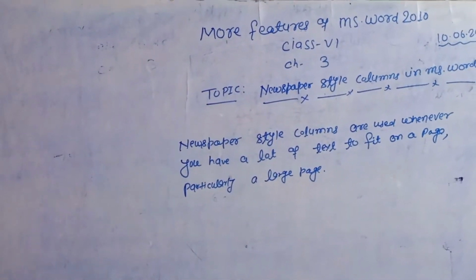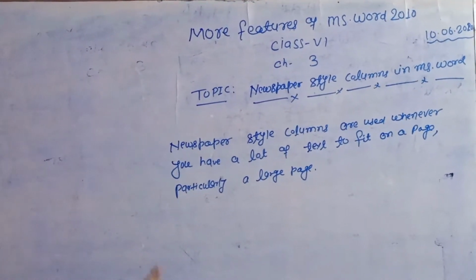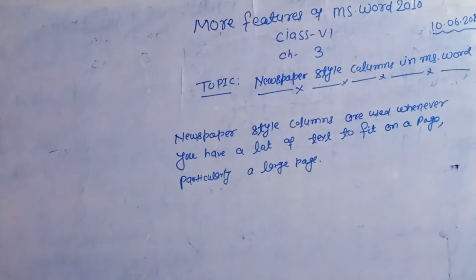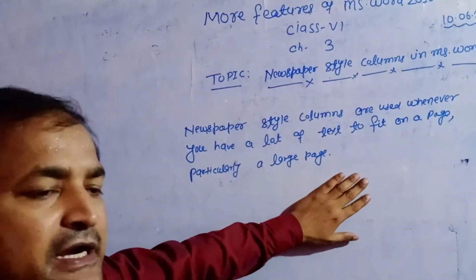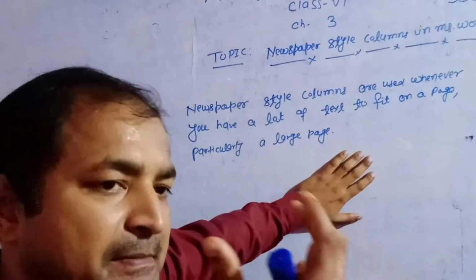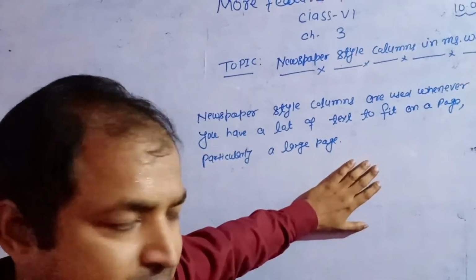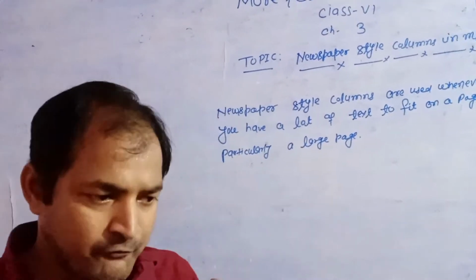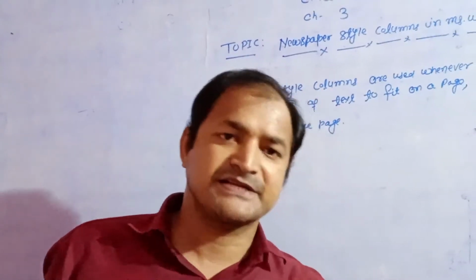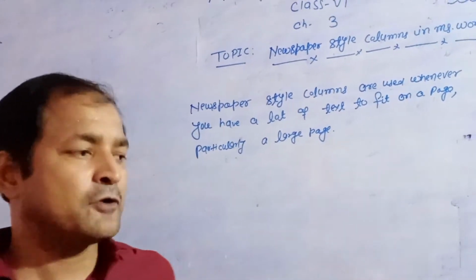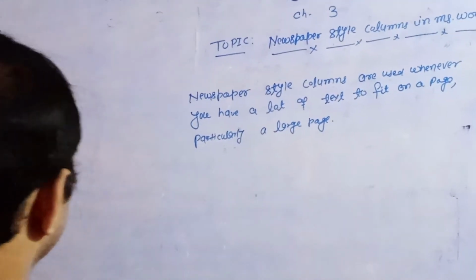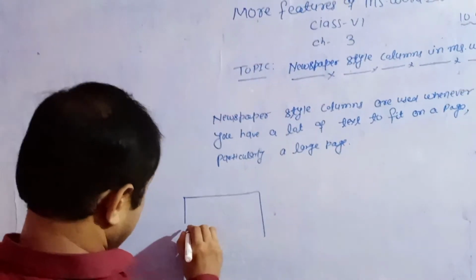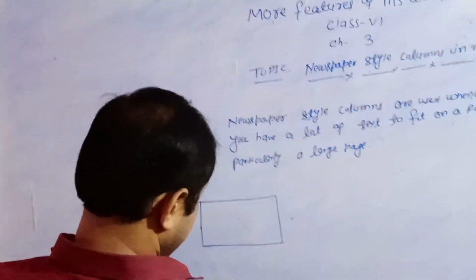My dear student, what is the newspaper style column? Newspaper style columns are used whenever you have a lot of text available in MS Word to fit on a page. Suppose the text is related to the introduction part, I include it on this page.